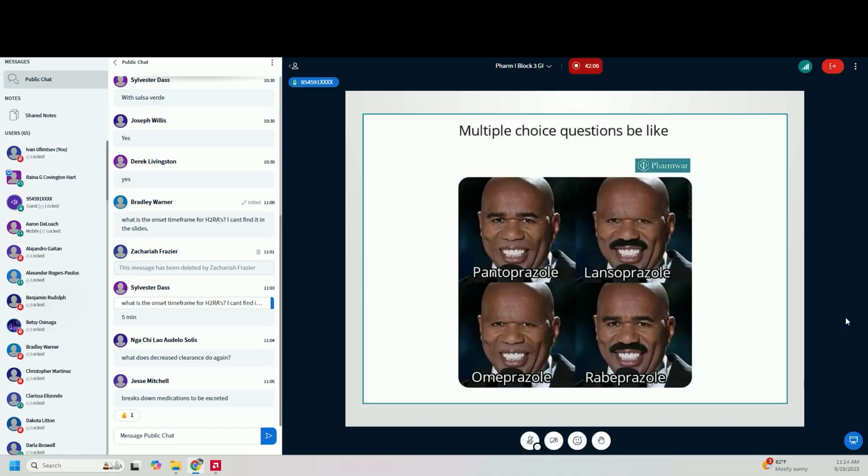All right, quick check on learning. And y'all can type these in the chat, which just now decided to open. Which of the following has an IV formulation that is useful for patients who may have difficulty taking pills by mouth?